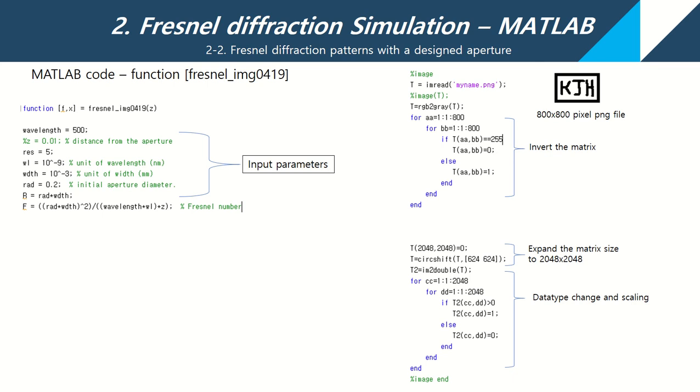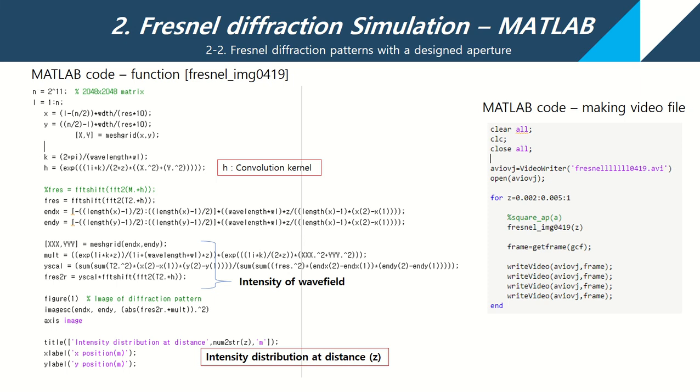I could make my own aperture by using a drawing board application. I wrote the initials of my name, KJH, and covered the letters in a box. After a few steps, an aperture is completed. In the PNG file, the black part means the whole of the aperture. In the next step, we have to define the convolution kernel and intensity of wave field. And then finally, the function returns the image of intensity distribution at distance z.